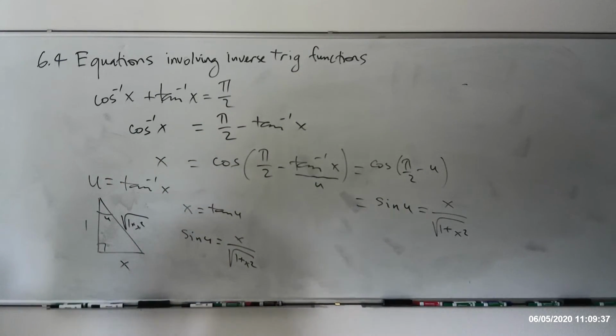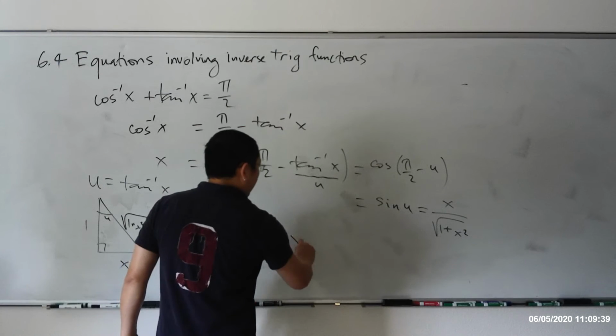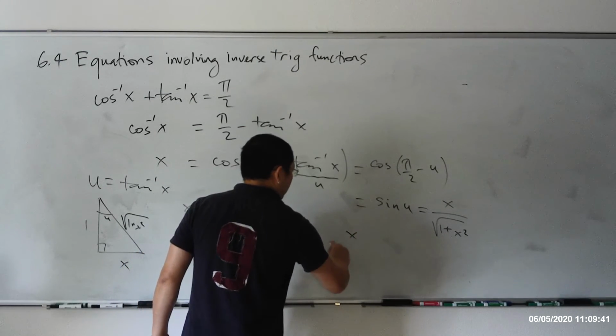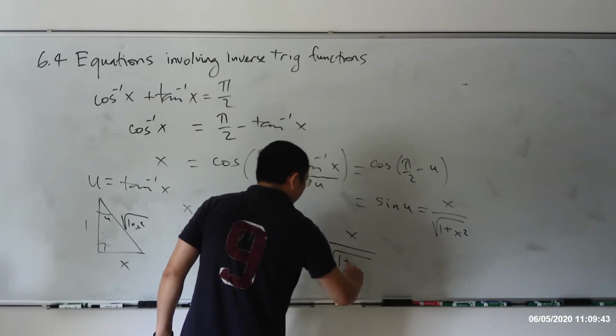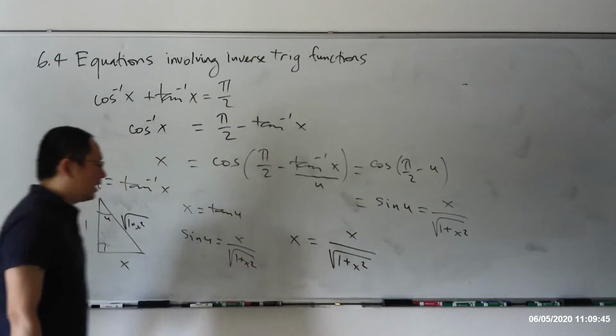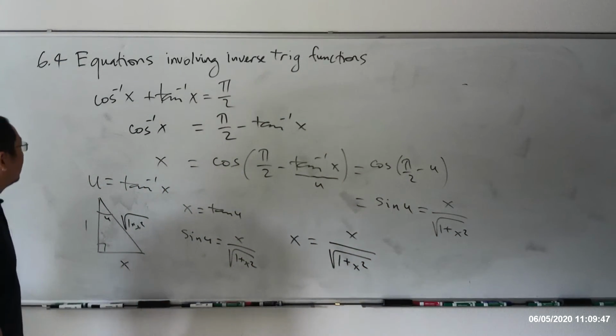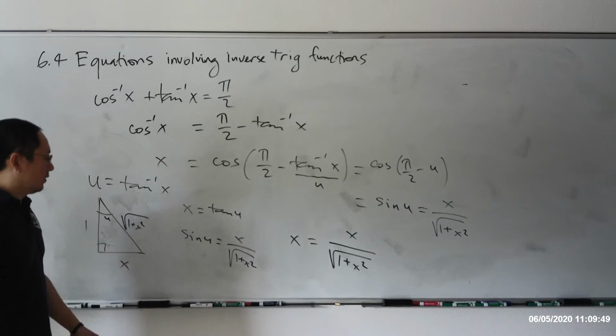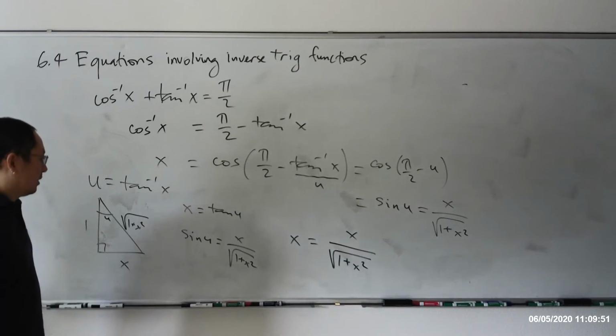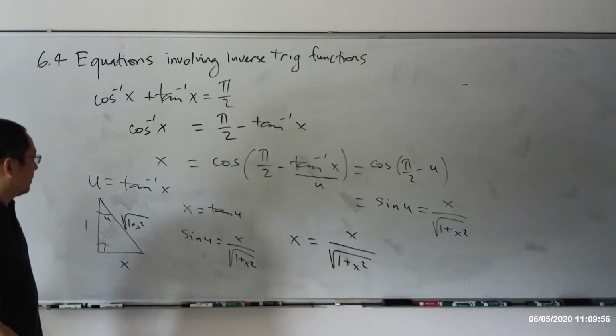So what do we have in here? x is equal to x over square root of 1 plus x squared. Can we solve x from here? Yeah. First of all, x could be equal to 0, right? Well, this is the long one. x equal to x over square root of 1 plus x squared. That's right.